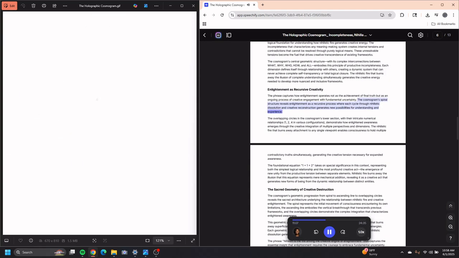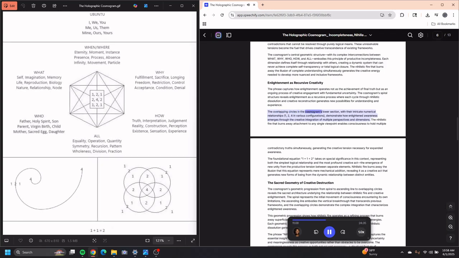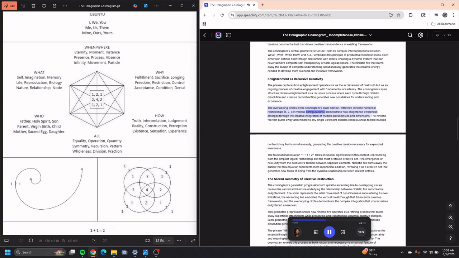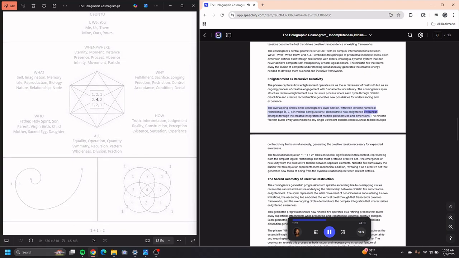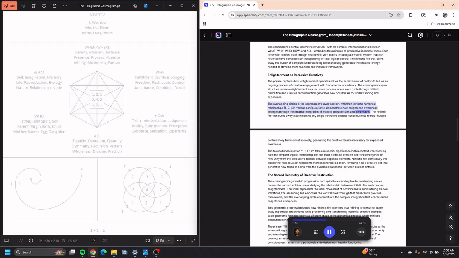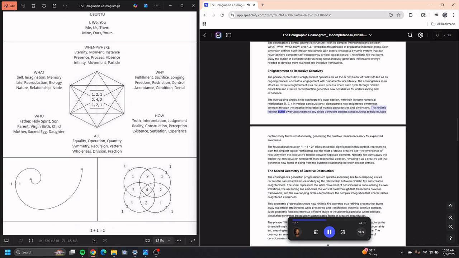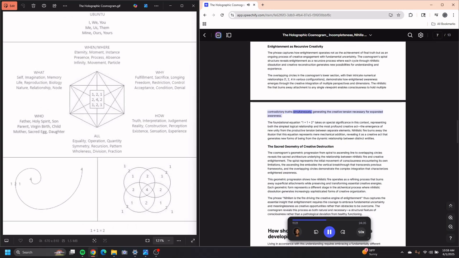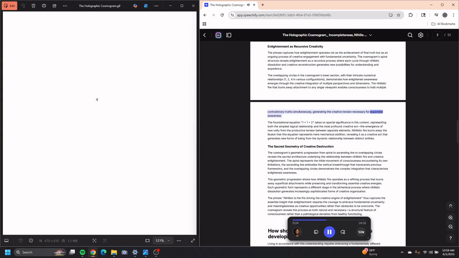understanding and experience. The overlapping circles in the cosmogram's lower section, with their intricate numerical relationships 1, 2, 4 in various configurations, demonstrate how enlightened awareness emerges through the creative integration of multiple perspectives and dimensions. The nihilistic fire that burns away attachment to any single viewpoint enables consciousness to hold multiple, contradictory truths simultaneously, generating the creative tension necessary for expanded awareness.